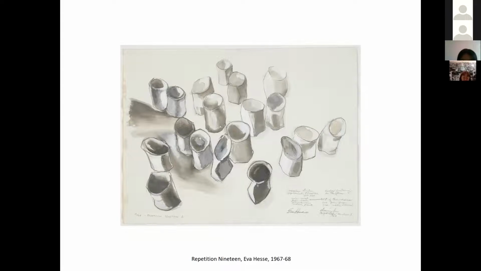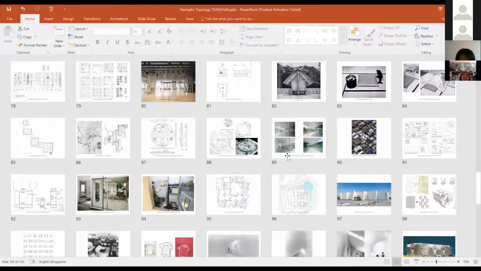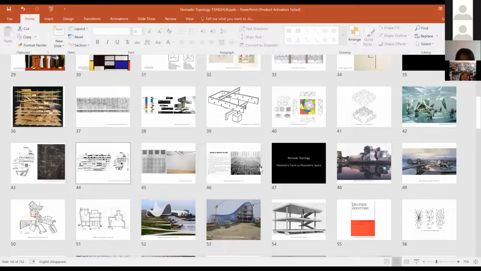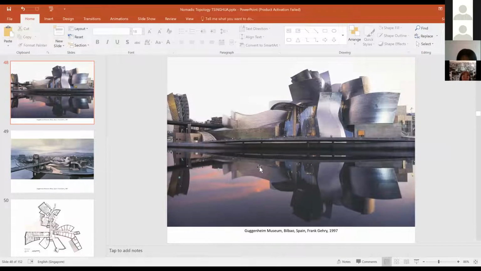Okay, so then we talked a little bit about the Bilbao Museum, right? If we look at the Bilbao Museum from three scales, does it have a topological relation in the urban scale? In the architecture scale, maybe it has a typological form. But what about the detail scale? Because beneath the fancy skin, it's still the construction technique of a wood stud system. So how does topological relation or topological space come into urban, architecture and detail scales?